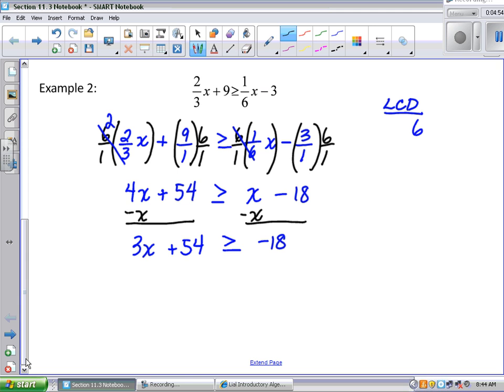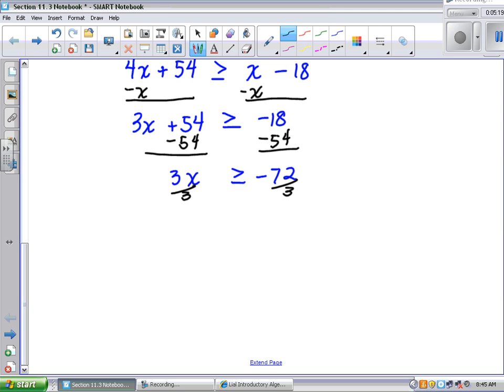I want all my numbers on the same side, so I'm going to subtract 54 from both sides, which leaves me with 3x is greater than or equal to negative 72. And to get x by itself, we're going to divide each side by 3. Again, this is a positive 3, so we don't have to worry about changing the direction of the inequality sign. We get x is greater than or equal to negative 24.